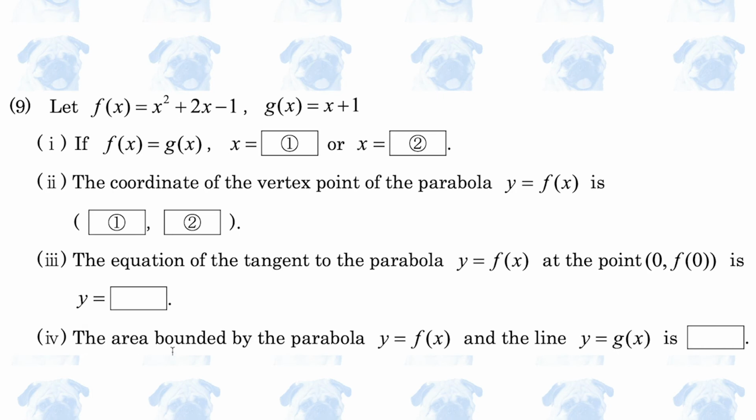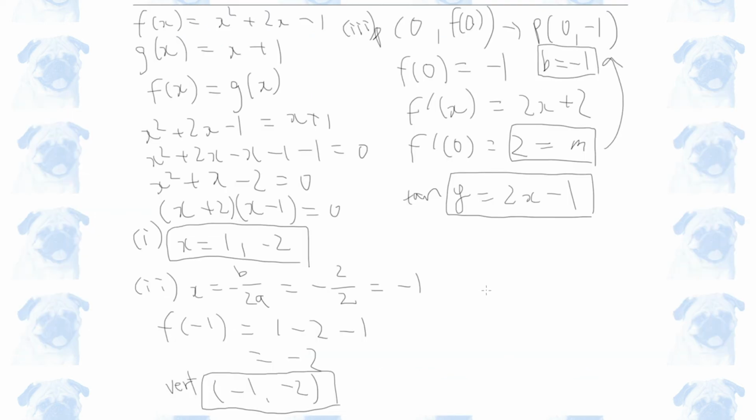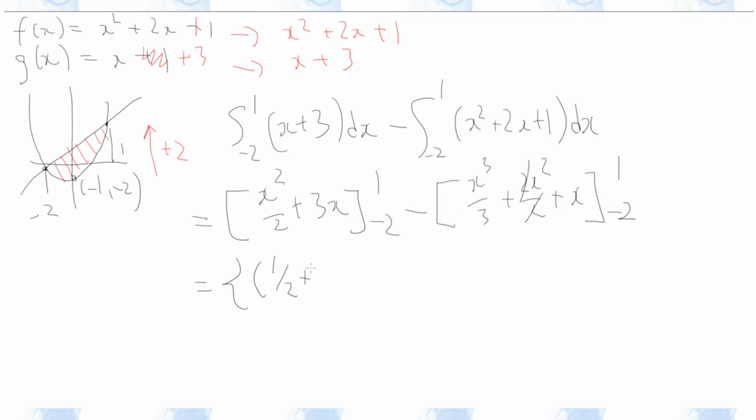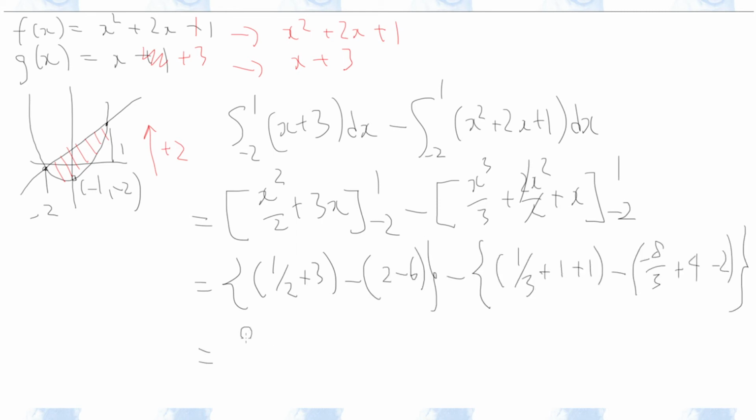Number 4. The area bounded by the parabola y equals f of x and the line y equals g of x. Let's draw a very rough sketch of these two functions. So we basically have to find the area shown in red. But because this area crosses the x-axis, what I'm going to do is to lift everything up so that the area will no longer be under the x-axis. To do so, I'm going to add plus 2 to these functions. And finally, let's integrate. The straight line is above the parabola, so the straight line must come before the parabola. And we subtract the area under the parabola. And the answer must be 9 over 2.